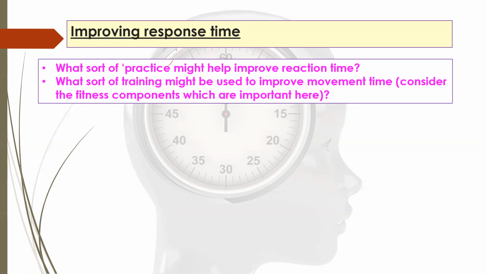And what sort of training might be used to improve movement time? When you're looking at the second element of it, you've got the reaction time as the first part, and then movement time as the second part. Consider the fitness components that are important. We mentioned it on the previous slide. A couple of key fitness components that were important in terms of improving movement time. And from them, what sort of training can be done to improve those fitness components? Take a minute to work through that, see if you can think of anything else, and then we'll pick it up and I'll run through the last few.